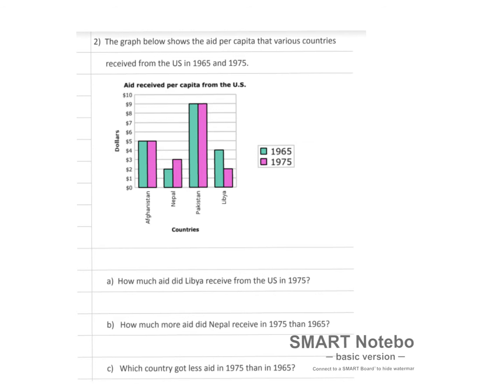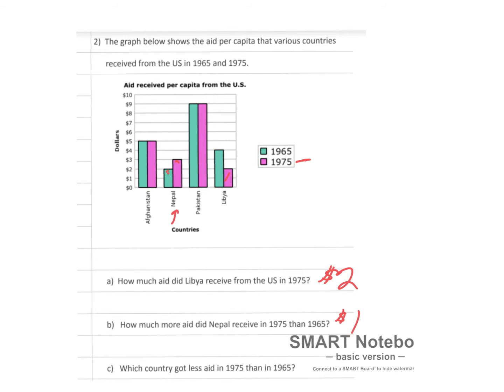Letter A, how much aid did Libya receive from the U.S. in 1975? 75 is purple, Libya. So we go across, and that would be $2. How much more aid did Nepal receive in 75 than in 65? So we're going to go to Nepal. I want to know how much more. It goes from $2 to $3, so that's $1 more.